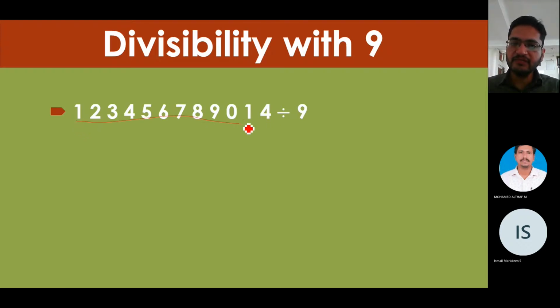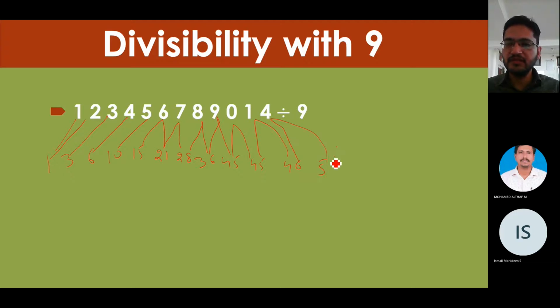We want to divide this number with 9. So first number as it is, I will add this number 1 in 2, that is 3. 3 plus 3, 6. 6 plus 4, 10. 10 plus 5, 15. 21. 28. 36. 45. 46. 50. Now this last sum is greater than 9. Now I will divide 50 with 9.